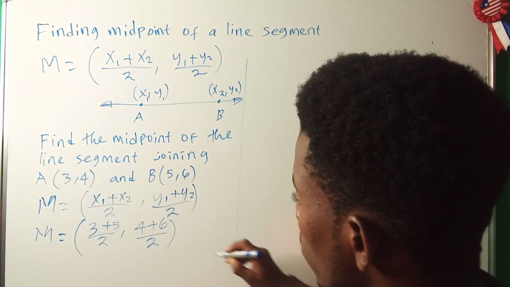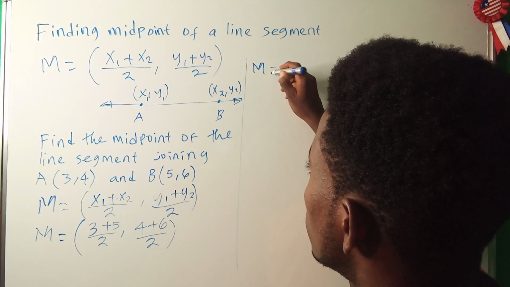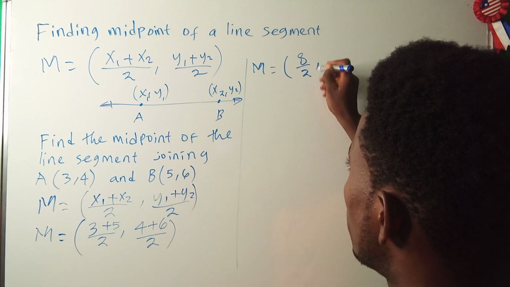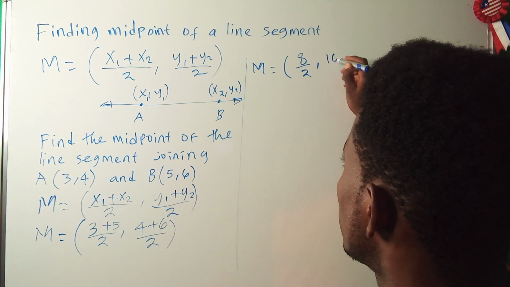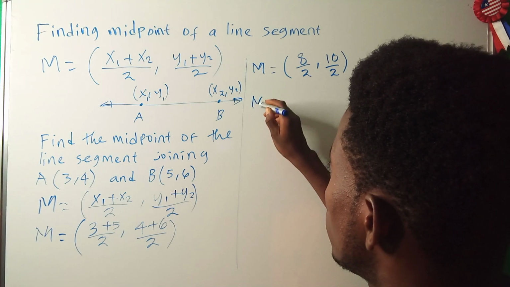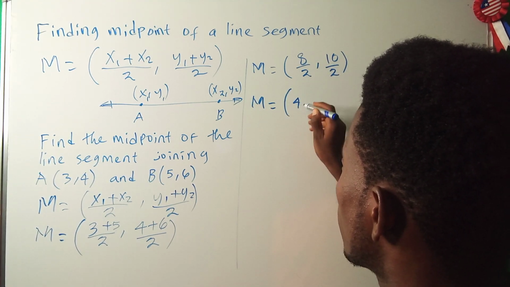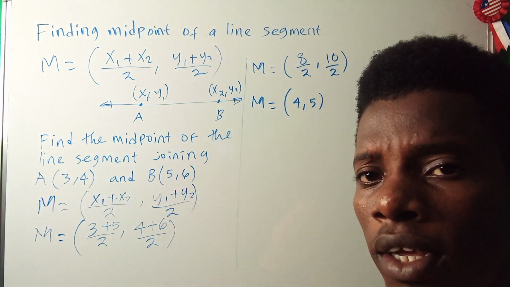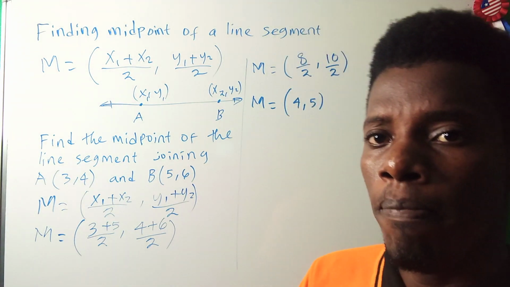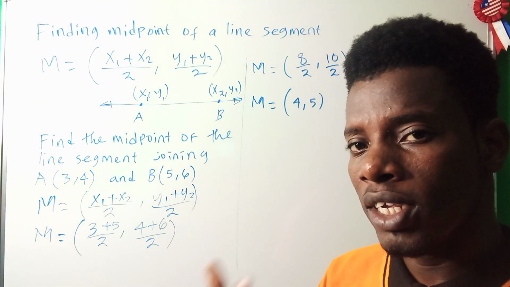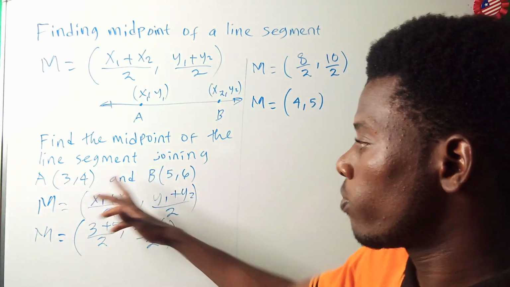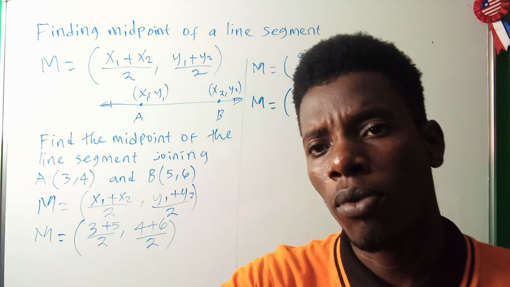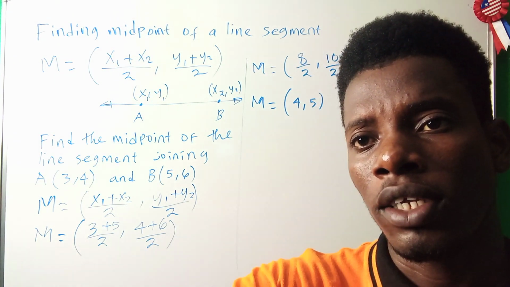So if we compute this, we have M is equal to 3 plus 5, that's 8 over 2, and 4 plus 6, that's 10 over 2. So the midpoint will be (4, 5). So what we are actually saying here is that if you find a point that will be midway, the same distance away from these 2 points, point A and point B, that point is going to be (4, 5). So we'll give you an example, and then you try that example and see what happens next.